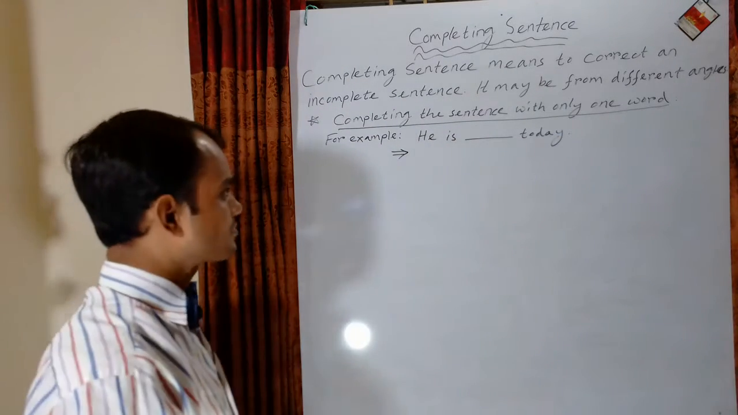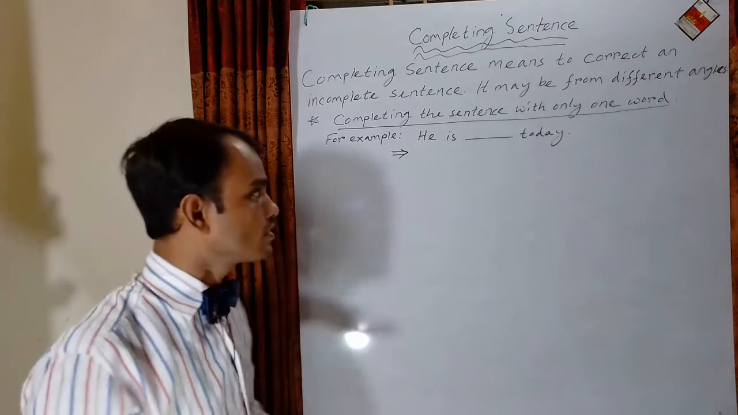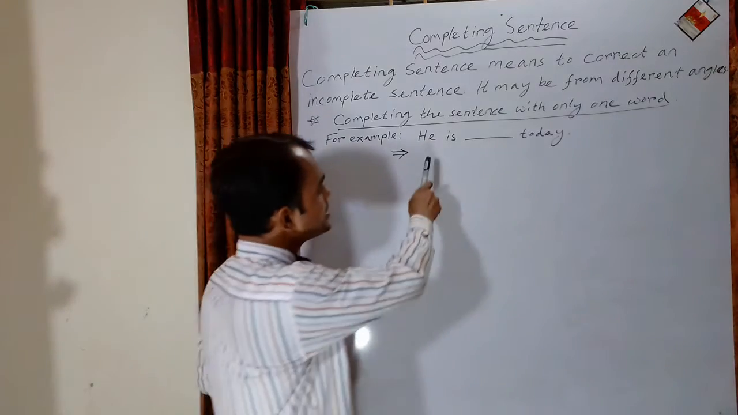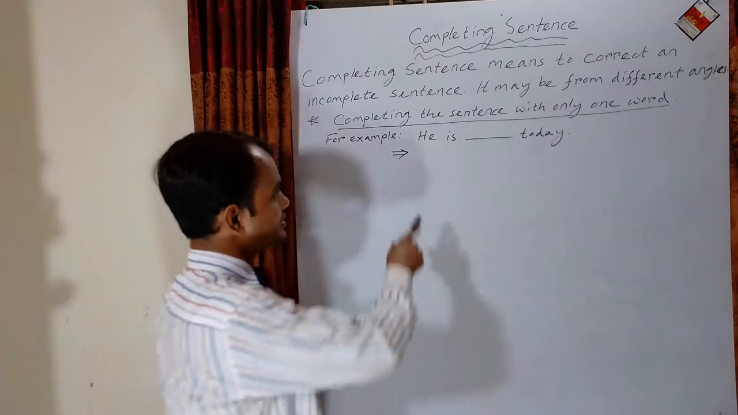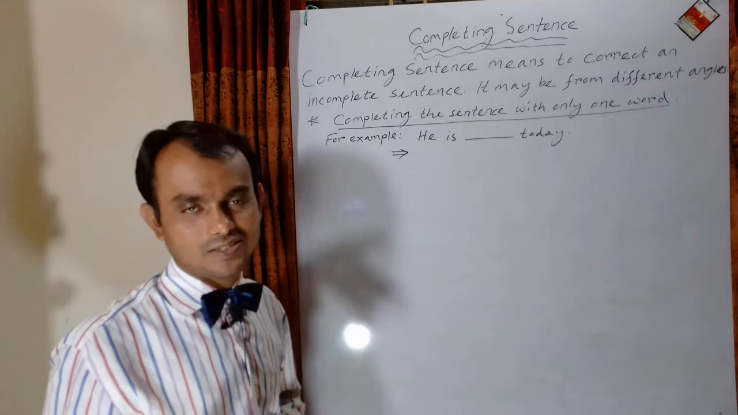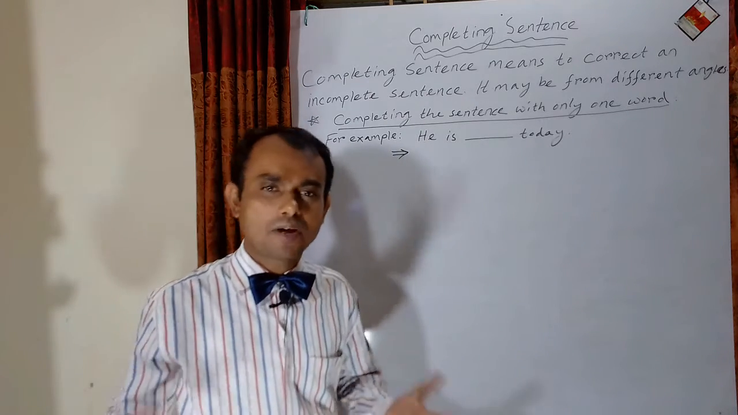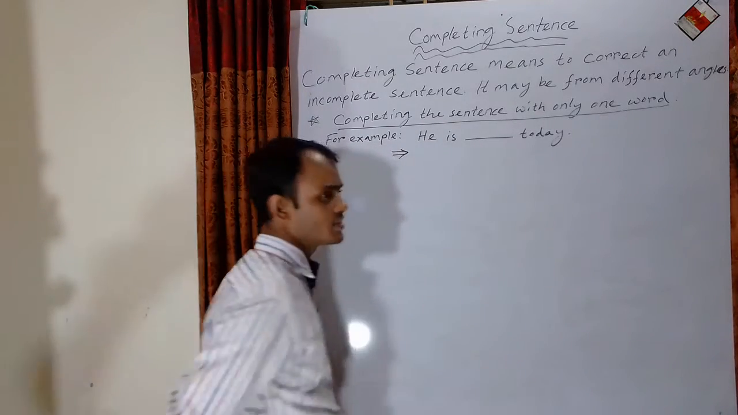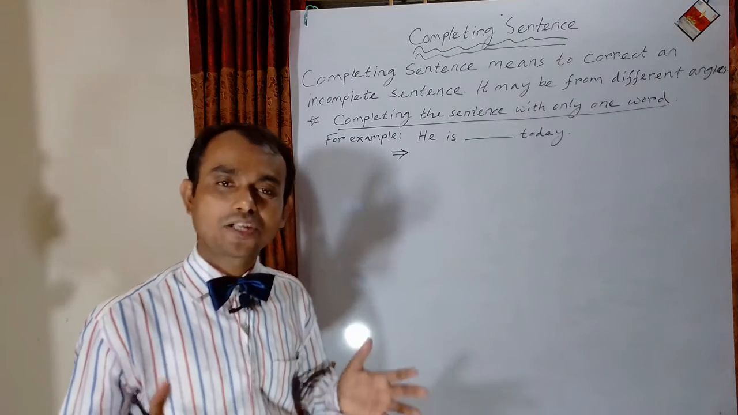Dear students, the first angle is completing the sentence with only one word. From this angle, we can understand, he is dash today. From this sentence, we can easily understand that this gap must be filled with only one word. Okay. That word may be any part of speech. He is dash today. We can use any kind of word here, but that should be according to meaning.